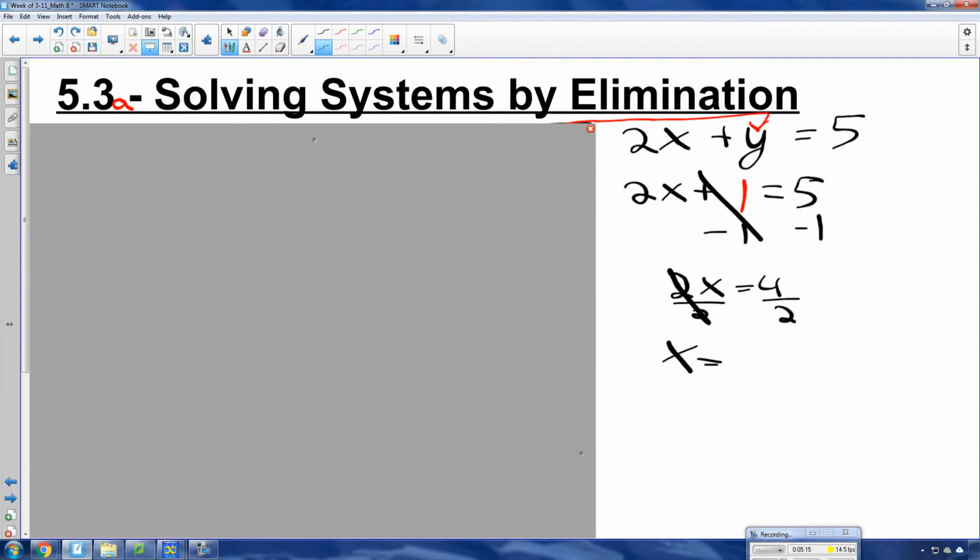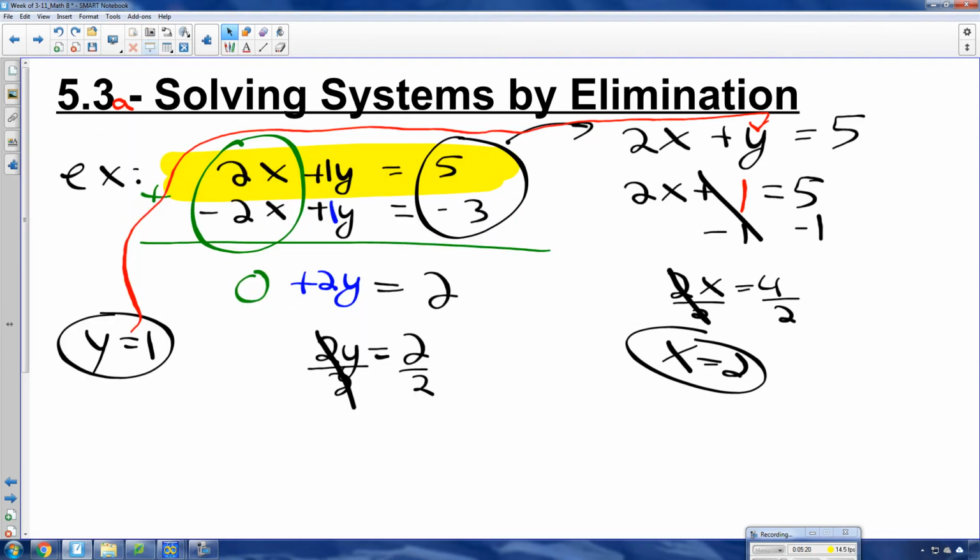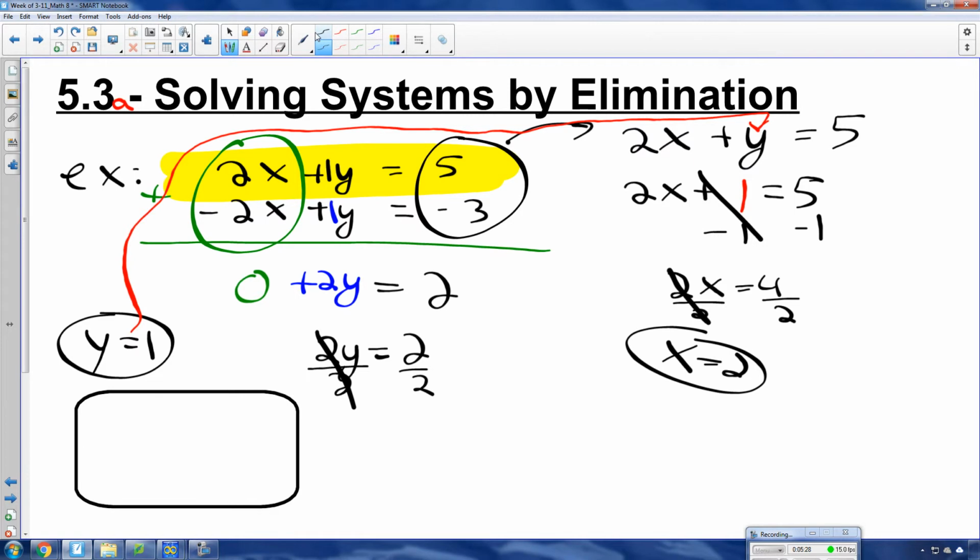So I have an answer that x is equal to 2, but I also have an answer that y is equal to 1. So when I look at my actual final answer box, my final answer is (2, 1). And that is how you solve a system by elimination.